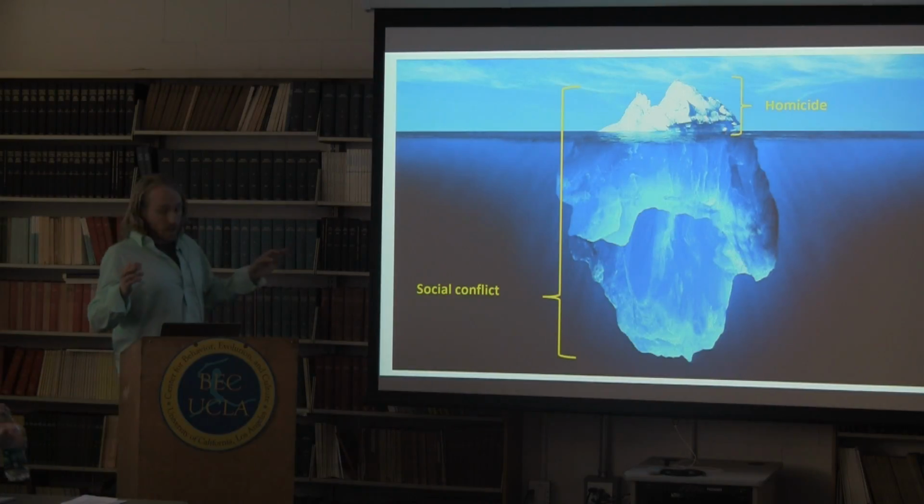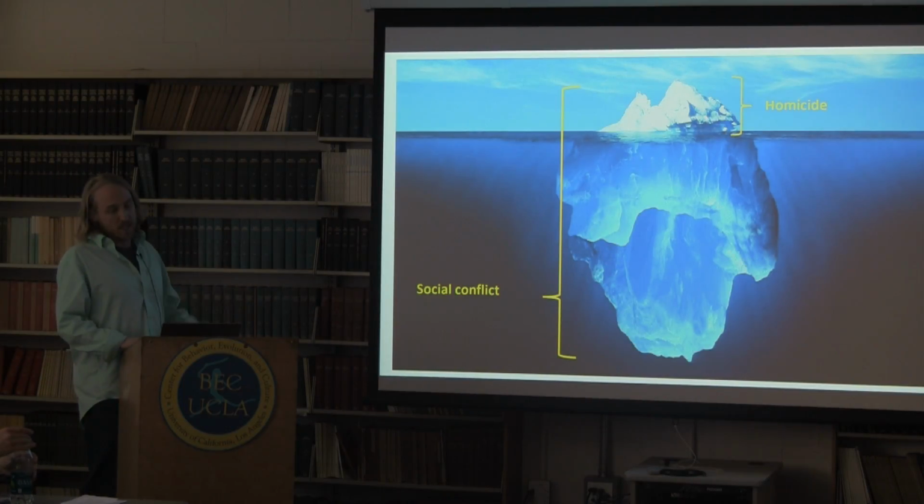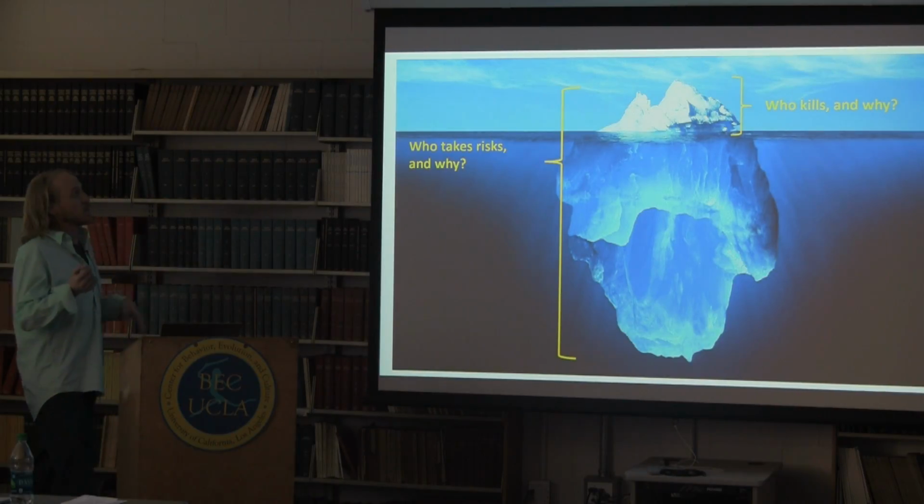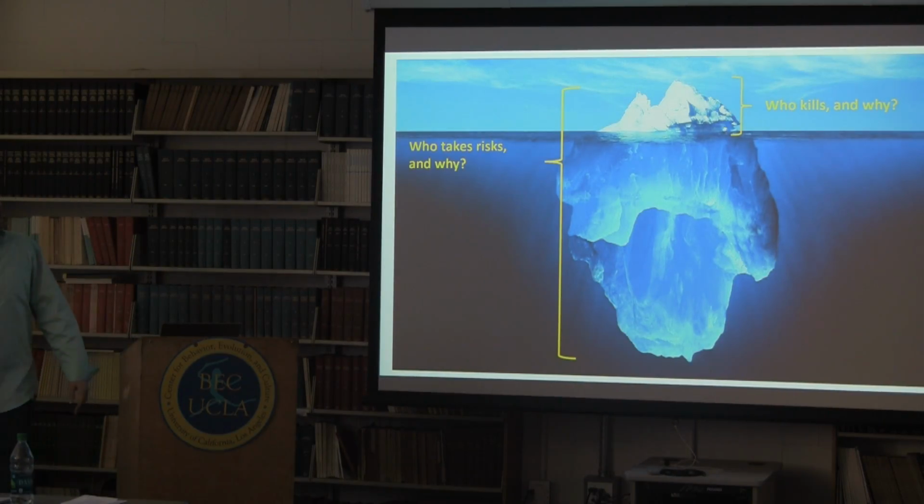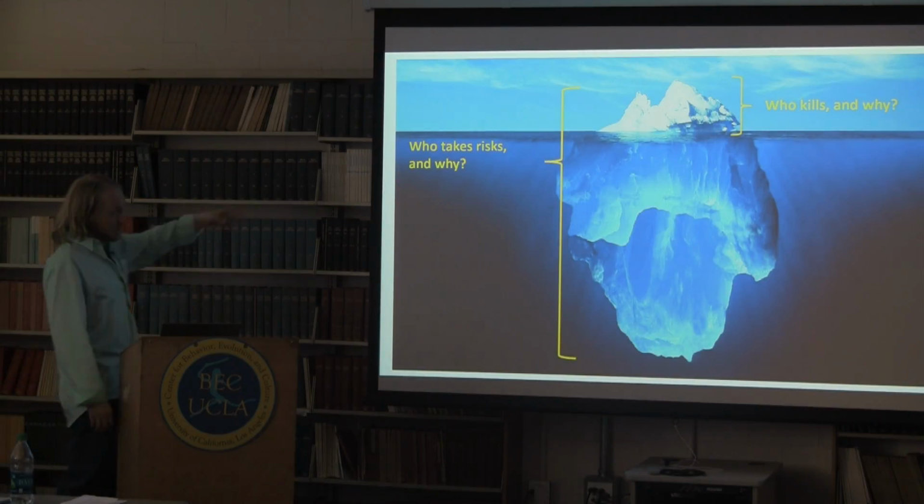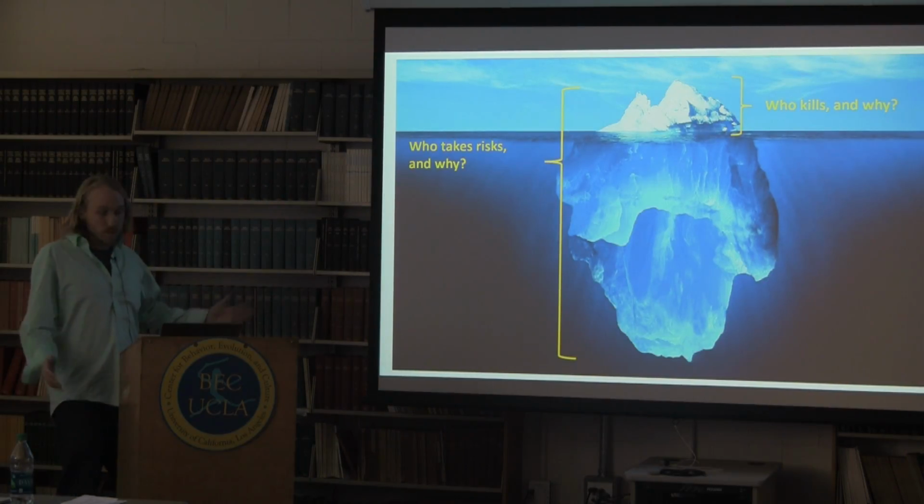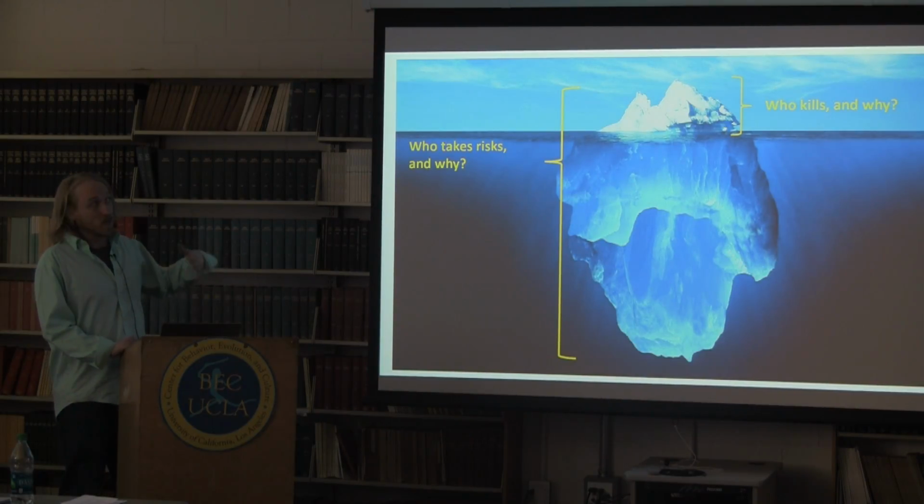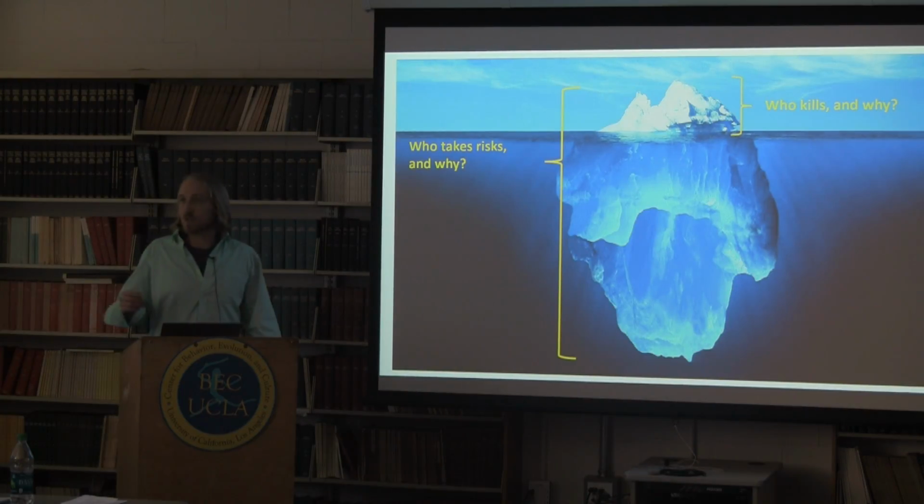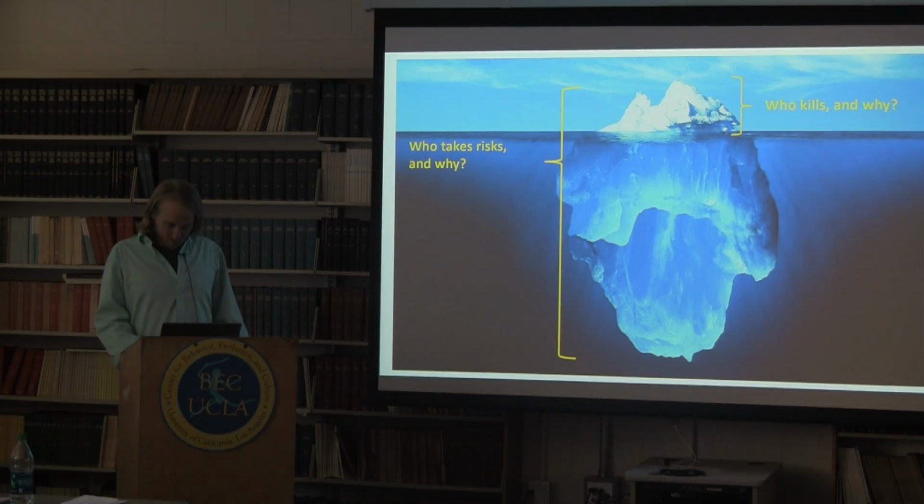The way I'm going to approach this is, I even think homicide is the tip of maybe an even bigger iceberg. I would say that the question of who kills and why you can think of as a subset of a broader question: who takes risks and why. And I think that's a very important question, both because it encompasses that stuff and it encompasses lots of other forms of social conflict. And I'll even get into arguing that this question goes into non-social types of decisions as well.